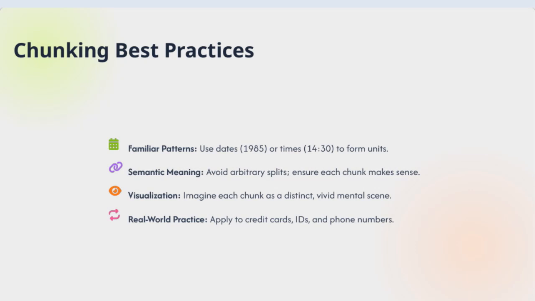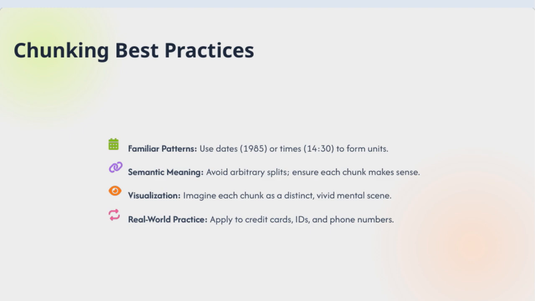Now, let's talk about applying chunking techniques to real-world scenarios like credit cards, IDs, and phone numbers. The key here is to visualize each chunk as a vivid, distinct mental scene. For example, imagine seeing your credit card number as separate scenes in a movie, each one clear and memorable. It's important to ensure that these chunks are meaningful and not just random splits.